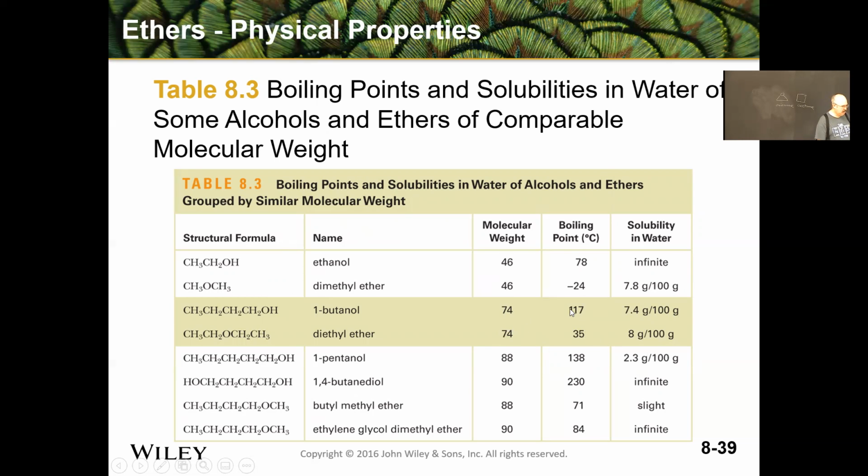All right, 1-butanol and diethyl ether have the same molecular formula and the same molecular weight, but again, they have very different boiling points. They actually have similar solubilities in water. Ethyl ether boils at 35 degrees Celsius, which is about 95 Fahrenheit. Okay, so if you have a very warm laboratory, the ethyl ether can actually start to boil.